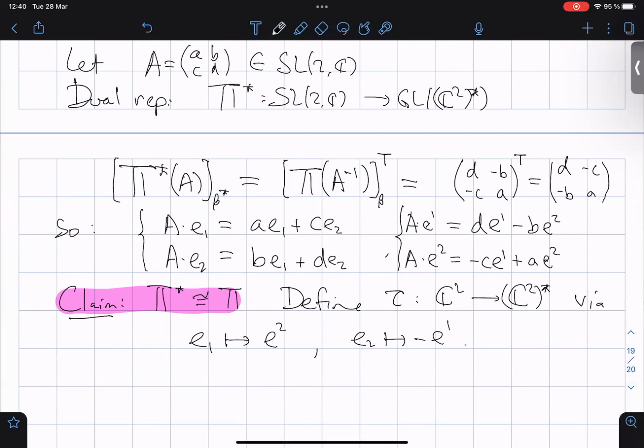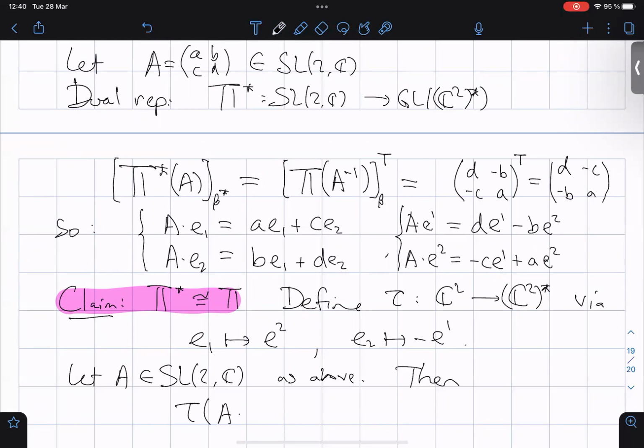And so you could check, let A in SL2C be as above. Then you could check that this satisfies the intertwining condition. Just check it on a basis. These are linear maps, so it's sufficient to check it on a basis.